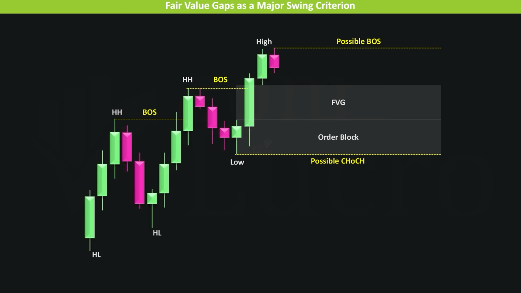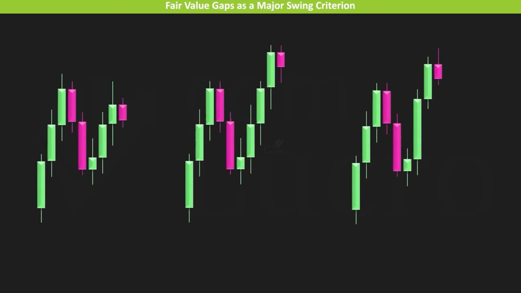Demand zones that include fair value gaps are treated as major swings, while those without imbalances are considered minor. When price breaks below a major swing that created an imbalance, it signals a meaningful shift in momentum and points to a potential reversal. The same concept applies to bearish scenarios. Here we have 3 price examples.